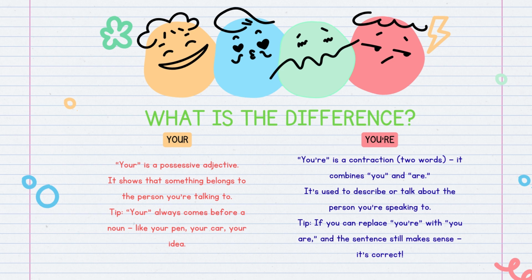On the other hand, "you're" is a contraction. It's two words. It combines "you" and "are." It's used to describe or talk about the person you are speaking to. Tip: if you can replace "you're" with "you are" and the sentence still makes sense, again, it's correct.